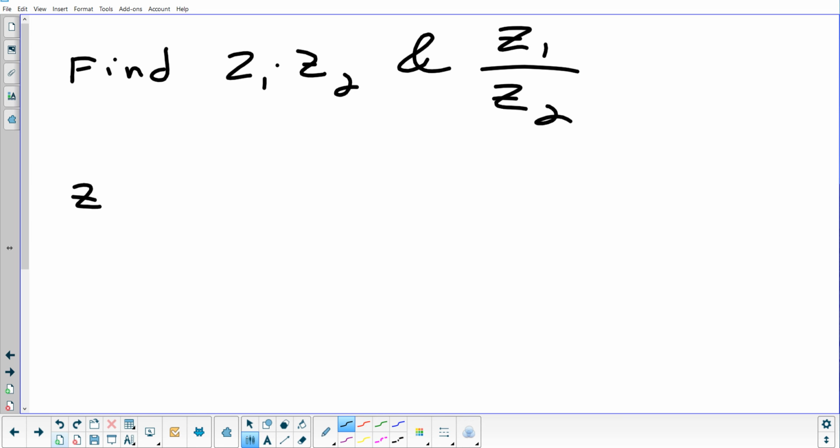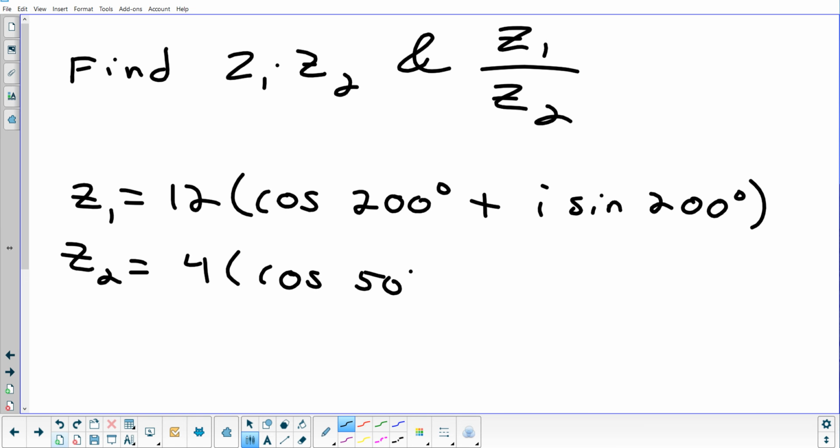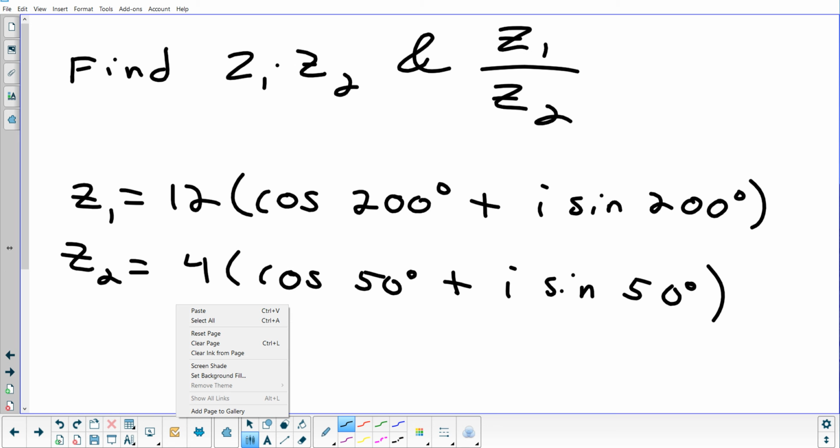All right, here's z1. Let's do 12 cosine 200 plus i sine 200. And z2, let's do 4 cosine 50 plus i sine 50. Now, what could be a little annoying about this is if you had to figure out these two things first. I taught you how to do it, but that's going to take longer. So for this one, I'm just giving you the two numbers. Let's pretend you already figured these out somehow. Now let's multiply them together.